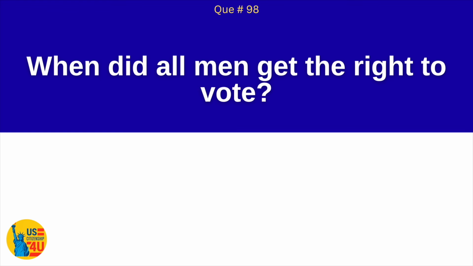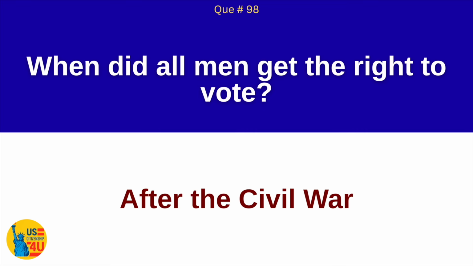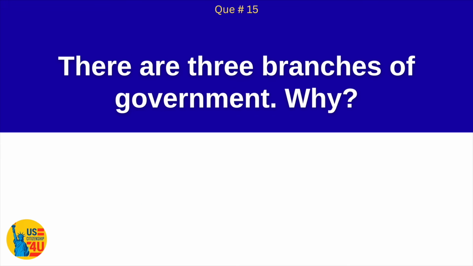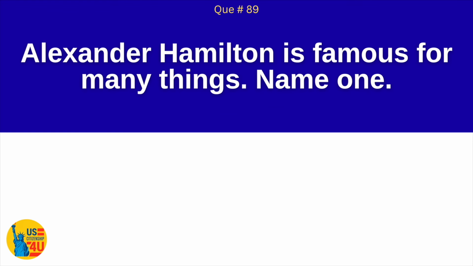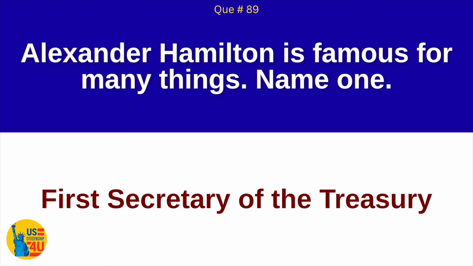When did all men get the right to vote? After the Civil War. There are 3 branches of government. Why? Checks and balances. Alexander Hamilton is famous for many things. Name one. First Secretary of the Treasury.